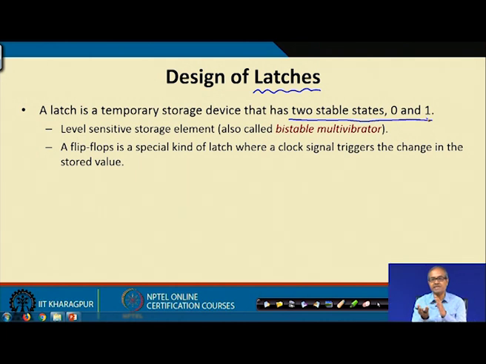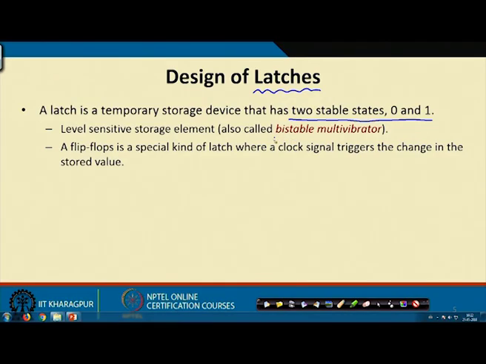Because there are two stable states, and it can switch from one to the other, it is sometimes also called a bistable device, and since it switches between two states, it is also called bistable multivibrator. It vibrates between two states, something like that. So, this is also a name which is given, bistable multivibrator.